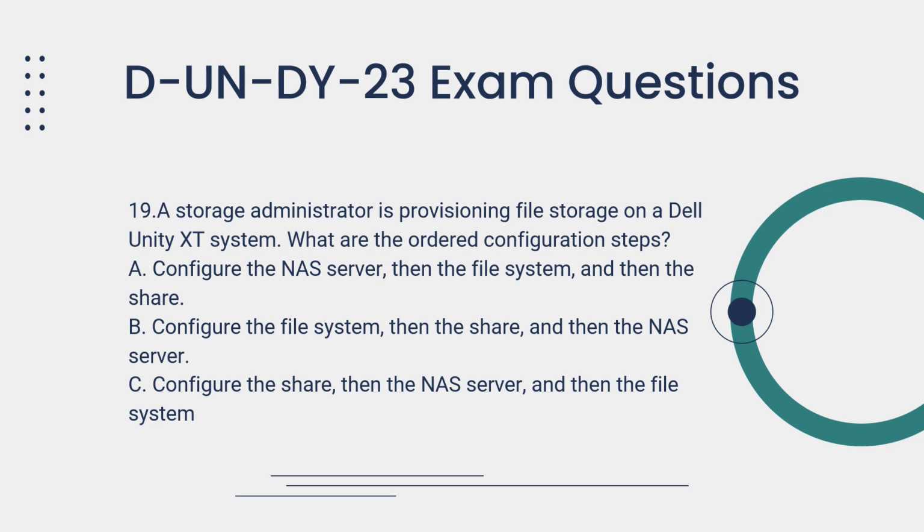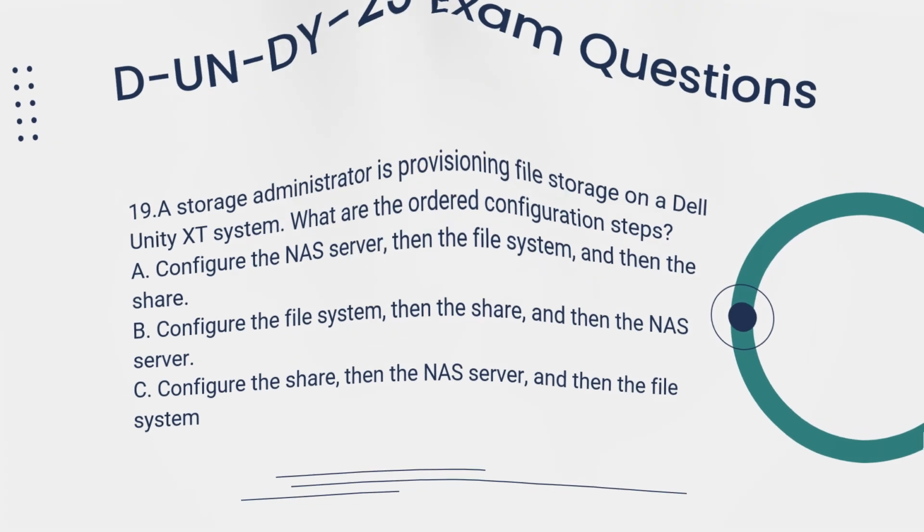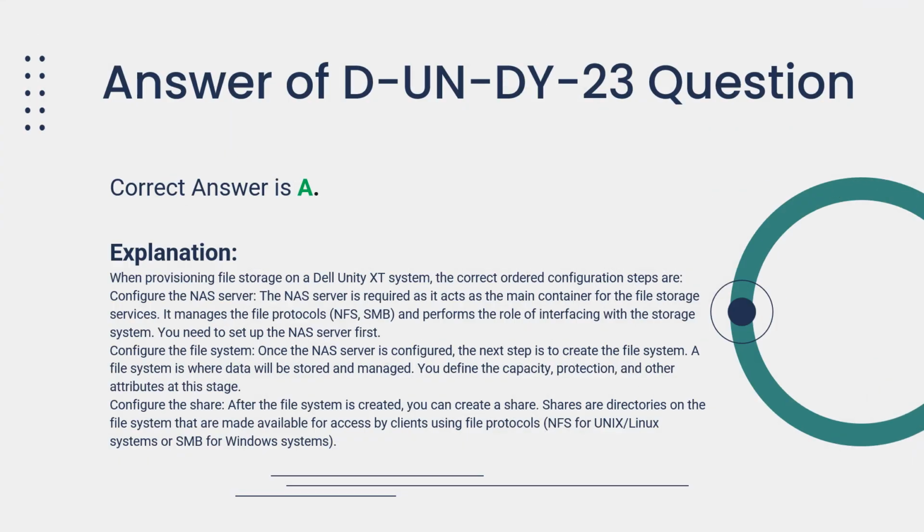A storage administrator is provisioning file storage on a Dell Unity XT system. What are the ordered configuration steps? A. Configure the NAS server, then the file system, and then the share. B. Configure the file system, then the share, and then the NAS server. C. Configure the share, then the NAS server, and then the file system. Correct answer is A.